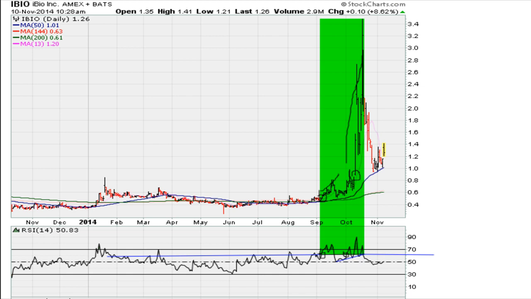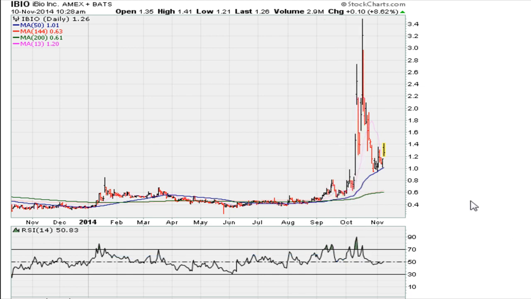Okay, now I want to qualify something here, because if we go back to this high here at 80 cents, there was a pullback back to about 50 cents. So that's a big drop. I want to show you something. There's another way to look at this.